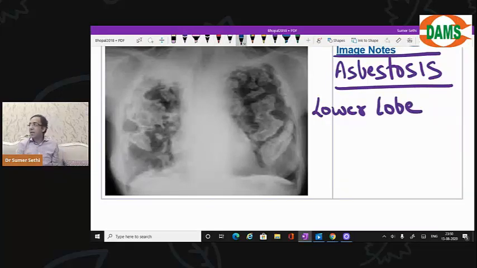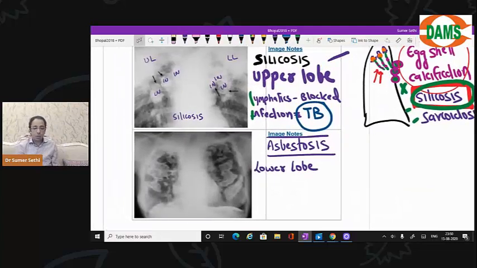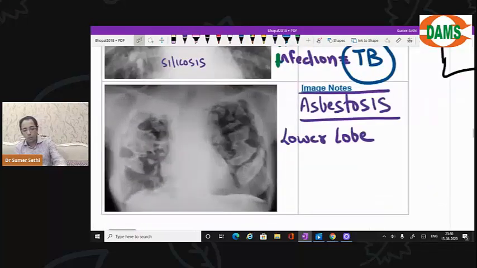The answer is lower lobe predominance. Are you clear or not? Where was silicosis? Upper lobe. Where will asbestosis be? Lower lobe.